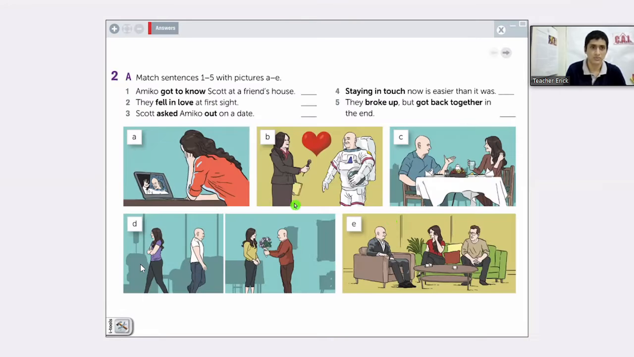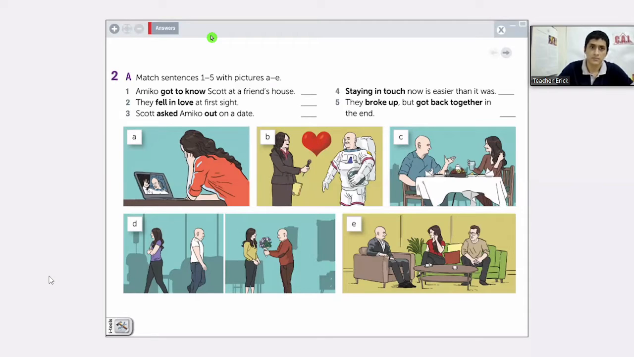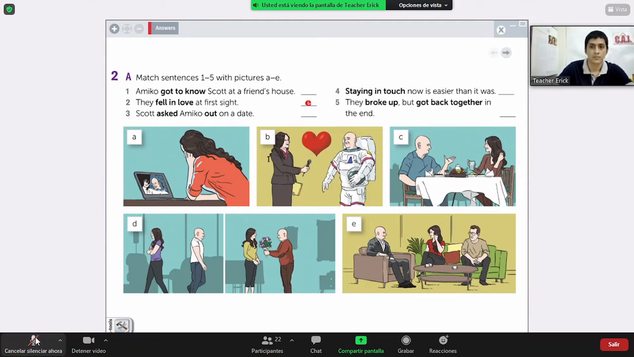Here we have to match the sentences from 1 to 5 with the picture. So number 1, it says, Amico got to know Scott at a friend's house. So what picture is this one? Letter E. Okay, and they fell in love. B. Sorry. B.